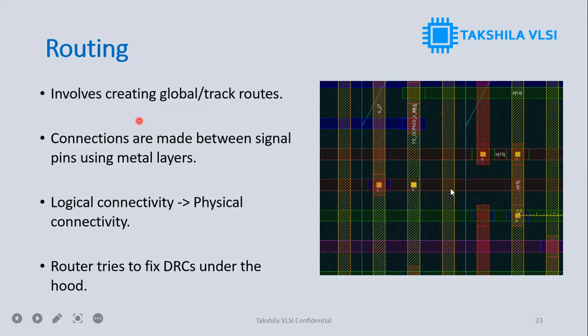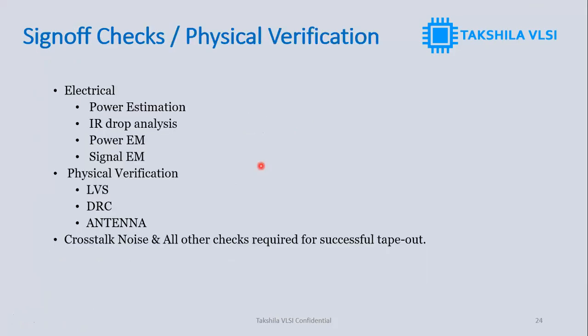There are many rules like poly to metal layer, via enclosure layer. So many rules are there. So this is the end of your physical design flow or the PNR flow. So after this, physical verification. So we need to do some checks like power estimation, IR drop analysis, power EM, signal EM, and physical verification. So in that physical verification, LVS, DRC, and again we'll do the DRC one more time, and antenna checks and any crosstalk noises present in your design. So if these are done, then we can go for the successful tape out.